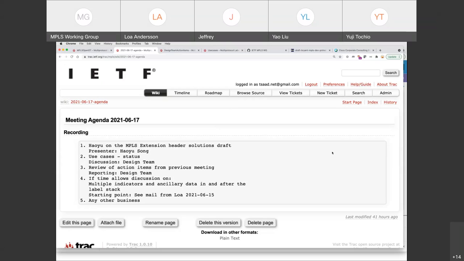Sounds good by me. And does anyone want to update the agenda or have something to add to it? Propose to add to the agenda? Okay, I think everybody's happy with the agenda.